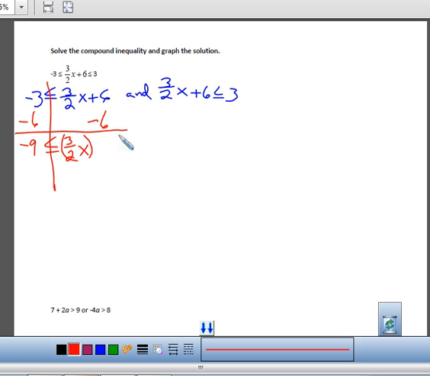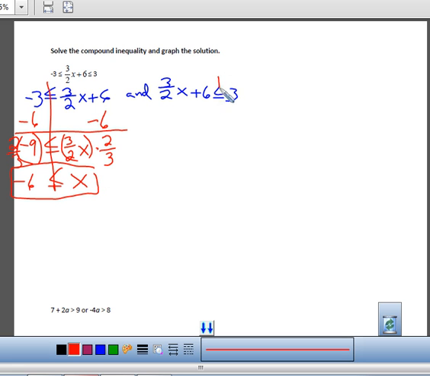To get rid of that fraction, I'm going to multiply both sides by 2/3. You could divide both sides by 3/2, or multiply by 2/3. When I multiply this side by 2/3, I get just x. Now this is not a negative number, so the inequality stays the same. -9 times 2/3 gives me -6. So one part of my compound inequality is -6 is less than or equal to x.